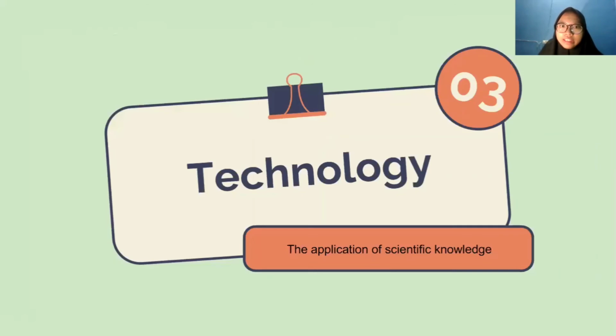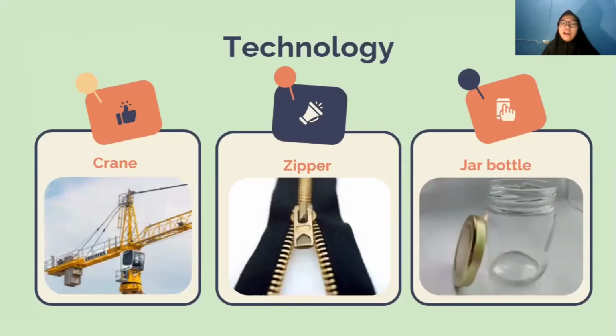Okay, this is about the math, and this is our technology. The technology about simple machines. So what is technology? Technology is the application of scientific knowledge. So these are the applications of simple machines in our daily life. There are many technologies that use the concept of simple machines, but the first example is the crane.